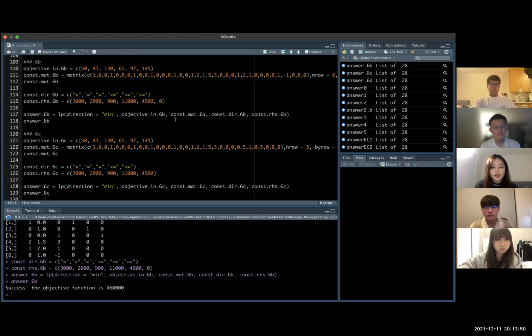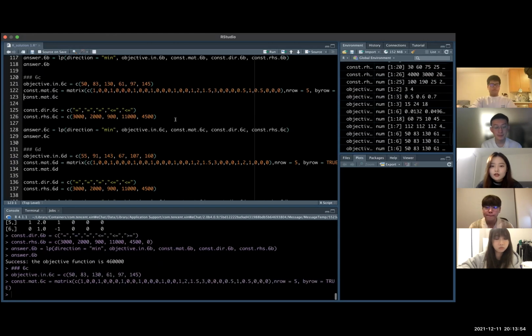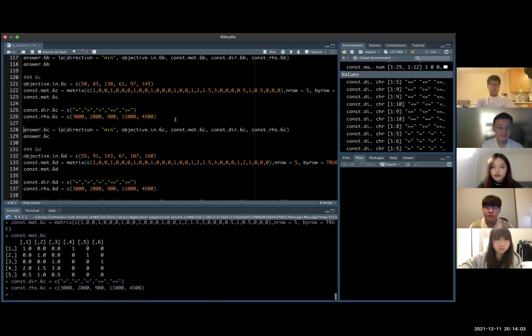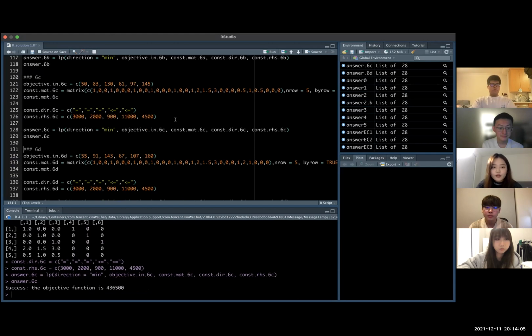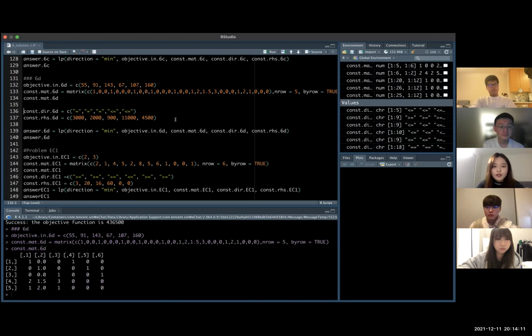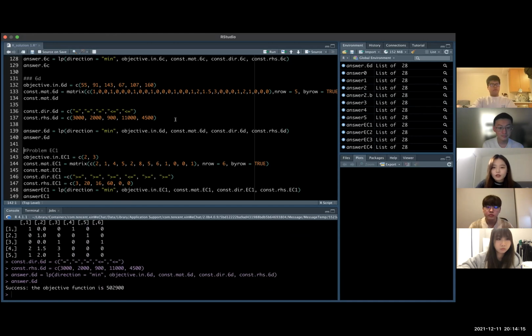In question C, we change the constraint to 0.5, 1.5, 0, 0, 0, and the other steps are the same as in question A. In question D, we change the coefficient of the objective function, and the other steps are the same as in question A. Finally, we got the results.